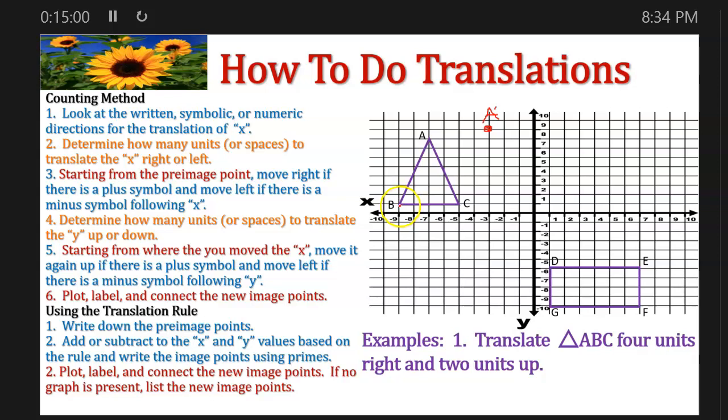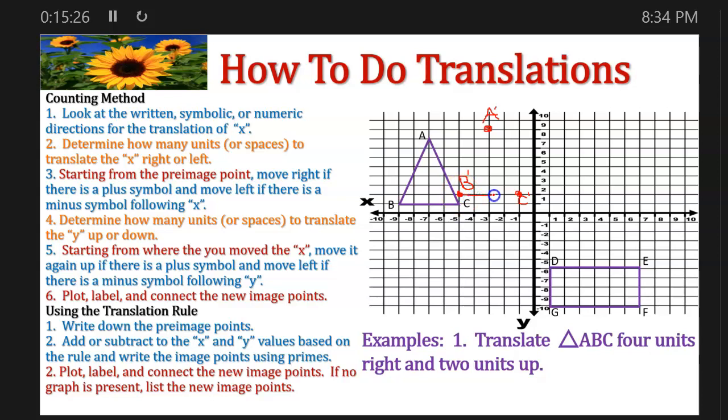Okay, so let's try B. B, we're going to move it 4 to the right, 1, 2, 3, 4, and then 1 up. That's going to be B prime right there. It's very close to C there. And then the last one is our C point. We're going to move it to the right 4 times, and then 1 up, and there's our C prime.